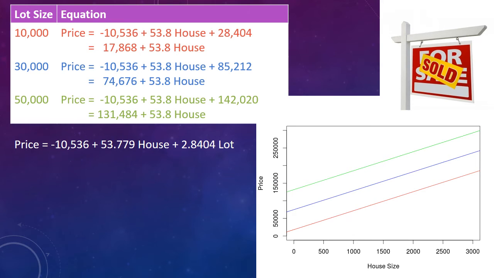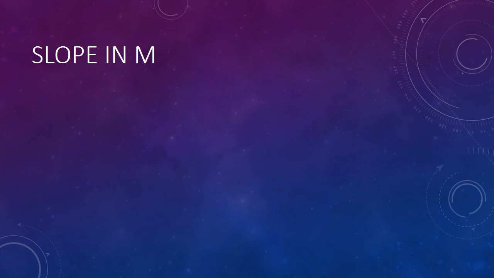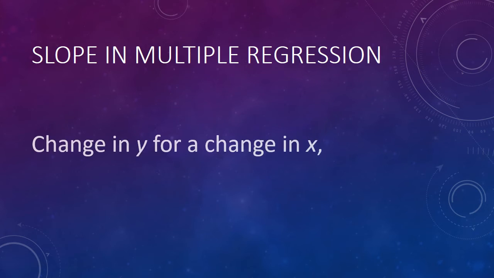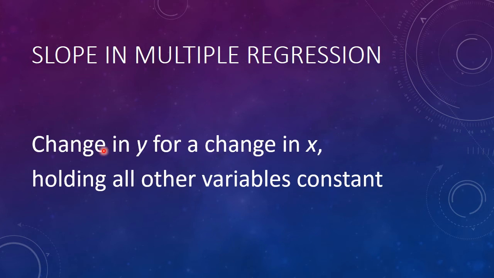These three lines illustrate a key point in interpreting the slope in multiple regression. In simple regression, the slope told us the change in y for the change in x. In multiple regression, the slope is similar with just an additional twist. The slope tells us the change in y for a change in x holding all other variables constant.